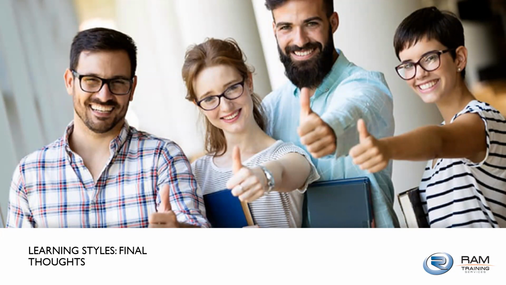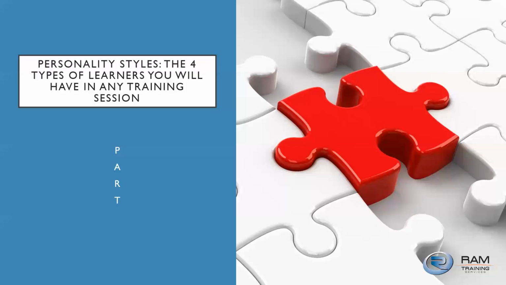All right. So now let's jump to our next topic, which is personality styles, the 4 types of learners you will have in any training session. All right. Now, this is a bit of an interpretation of a model that's out there on Google with Honey and Mumford Kolb kind of research. And you can certainly dive a little bit deeper into it. But we're going to dissect and unpack this model and make it really applicable for you as a trainer managing groups in a training session. So it's the PART model, P-A-R-T.